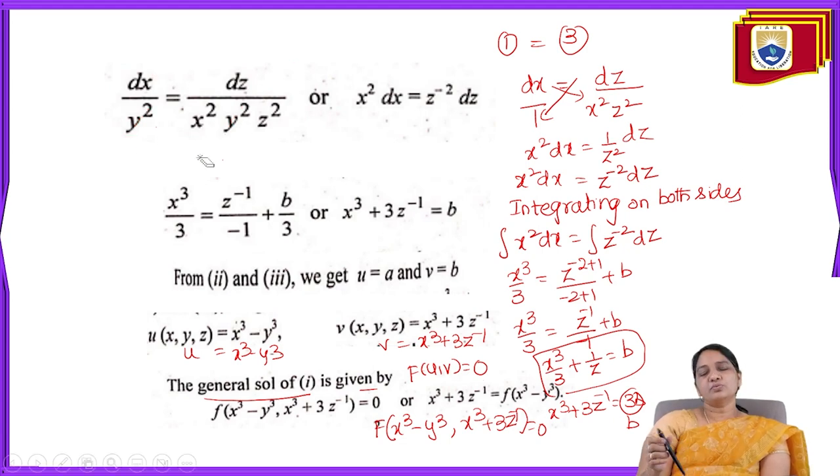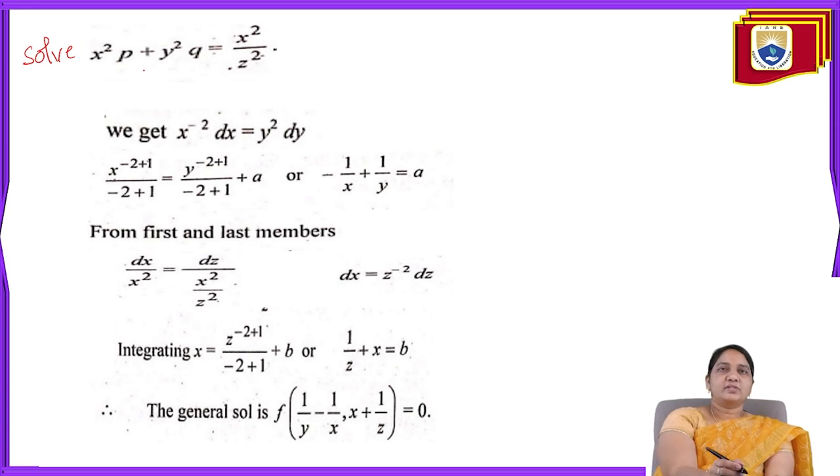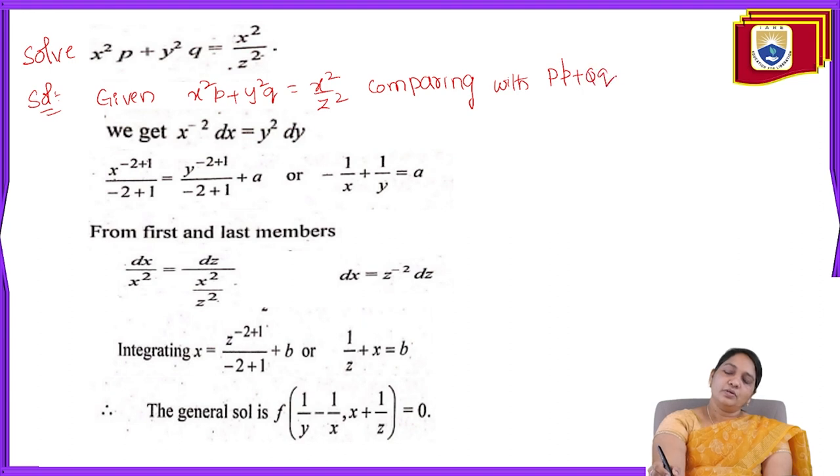Here in this problem, we got the two solutions. Now, second one, solve x square p plus y square q equal to x square by z square. First, write down the given equation: x square p plus y square q equal to x square by z square. Here I am comparing this with P into p plus Q into q equal to R. So what is the P value? P equal to x square, Q equal to y square, and R equal to x square by z square.